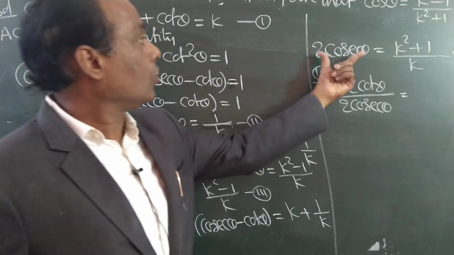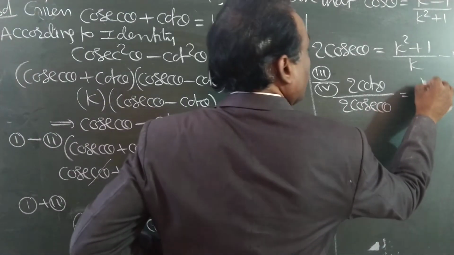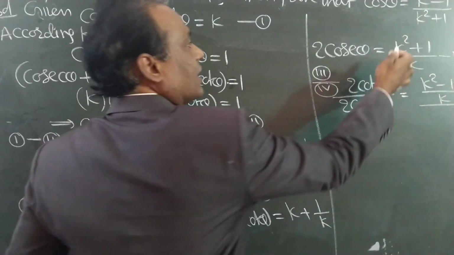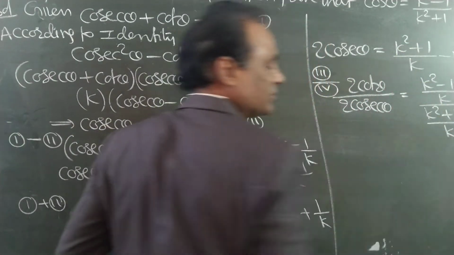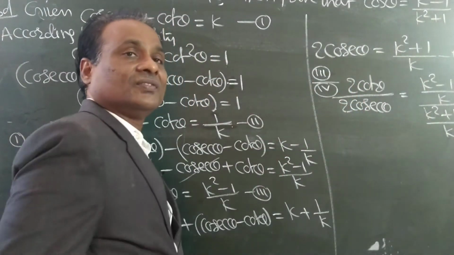Third by fourth. Right side, what is the third value? K square minus 1 by k. And what is the right side of this fourth? K square plus 1 by k. 2 cancel.